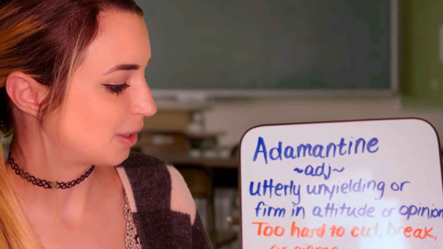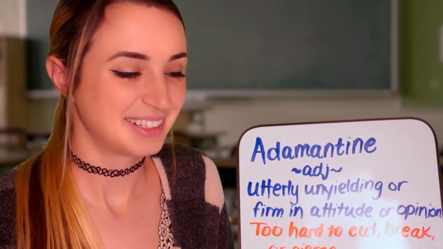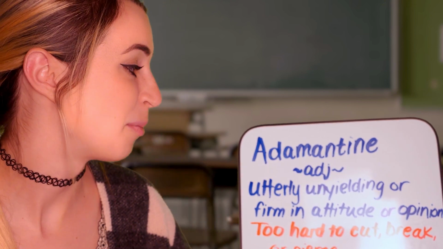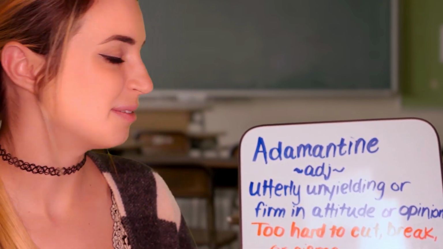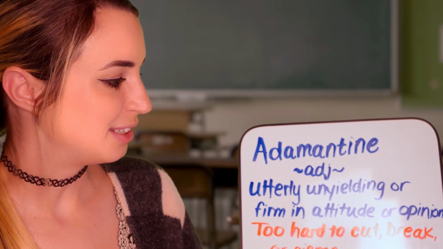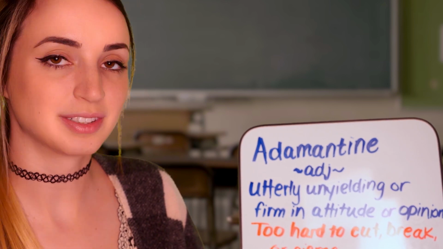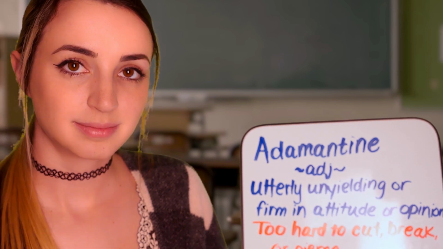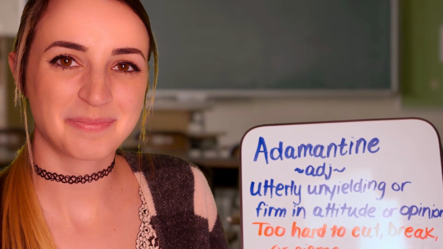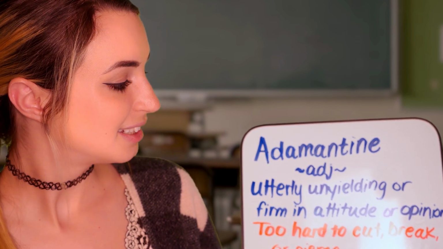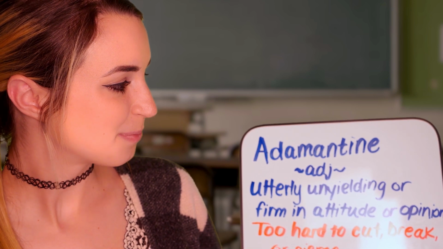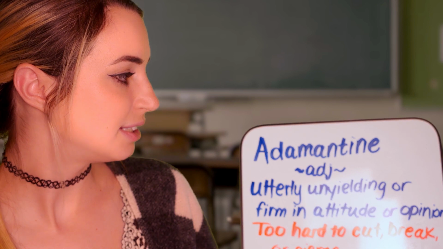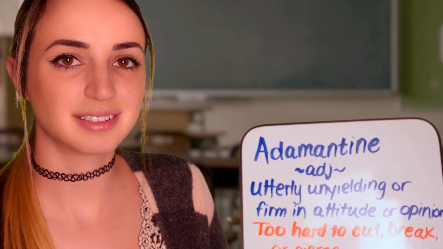And then in terms of utterly unyielding or firm in attitude or opinion, you could go back to our vacillating word. To vacillate. That's the opposite of to be adamantine. So you could use definition words from that as your antonym. So like waffling. Exactly. Undecided. Perfect. Adamantine.